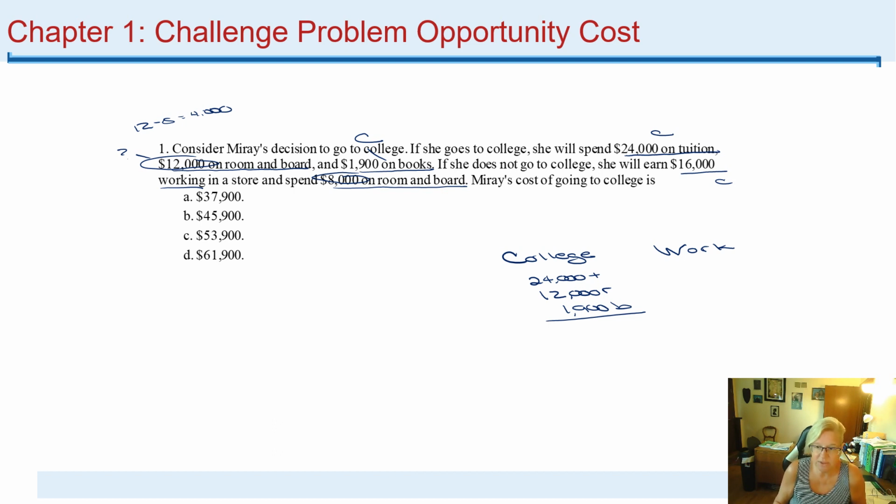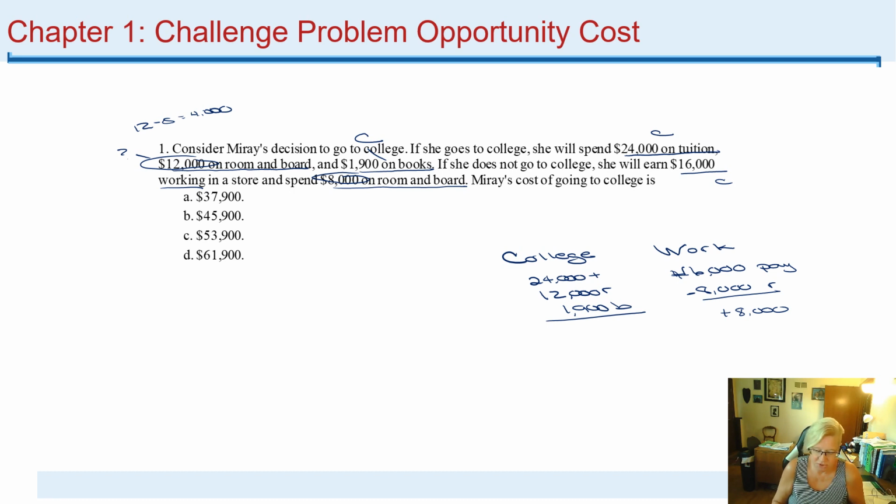No, we also have to look at the highest value of the alternative not taken. Here, $16,000 on pay that she won't get, and $8,000 on room and board. Okay, so if we look at these and add them up, so she's going to have to pay, right? She's going to earn, so I'm going to put some pluses and minuses here for my accounting friends. So what do we have here? If we work, we're better off by $8,000.